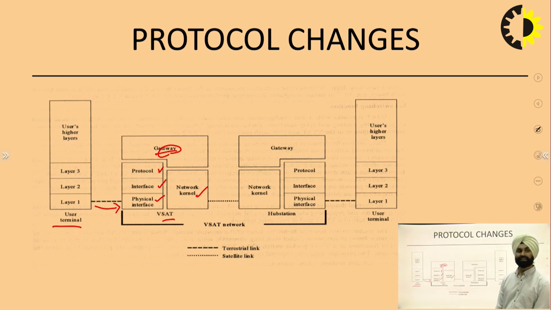This VSAT is communicating with a hub. This hub station again has a network kernel and protocol interface and physical interface for the communication between the users. This gateway is connecting the hub station. This physical interface is communicating for the layer 2 of the user and user. So in this way, the protocol for the OSI layers is changing for the VSAT network.